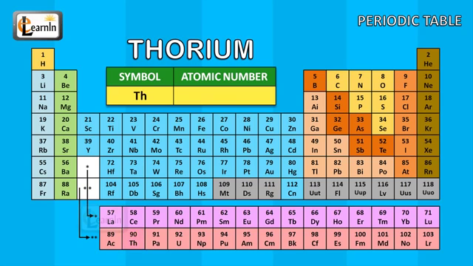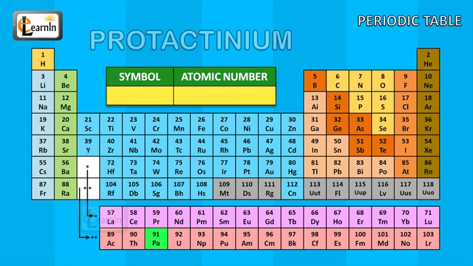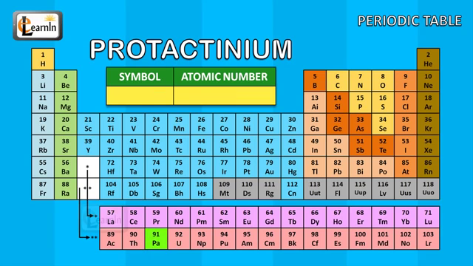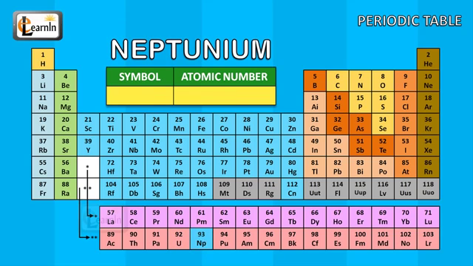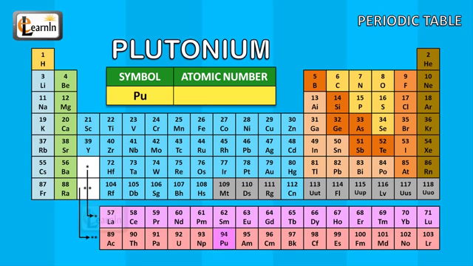The element thorium is represented as Th and has an atomic number of 90. The element protactinium is represented as Pa and has an atomic number of 91. The element uranium is represented as U and has an atomic number of 92. The element neptunium is represented as Np and has an atomic number of 93. The element plutonium is represented as Pu and has an atomic number of 94.